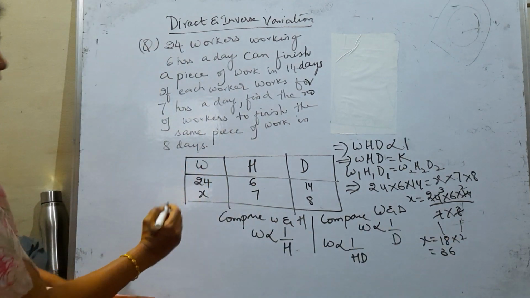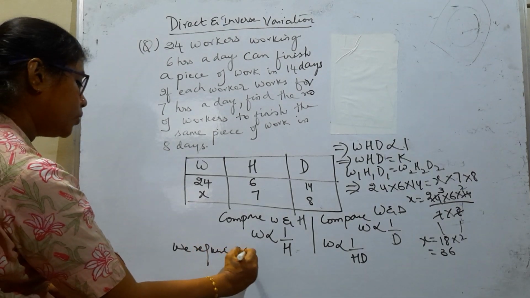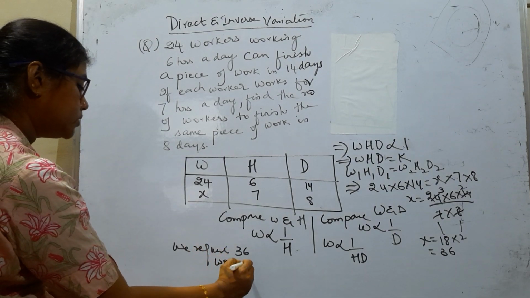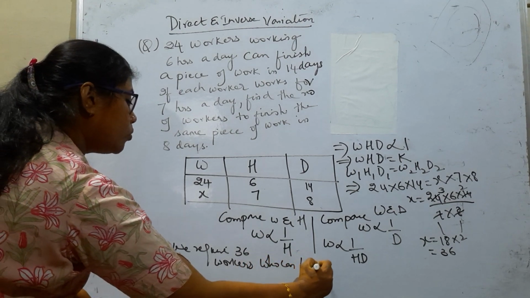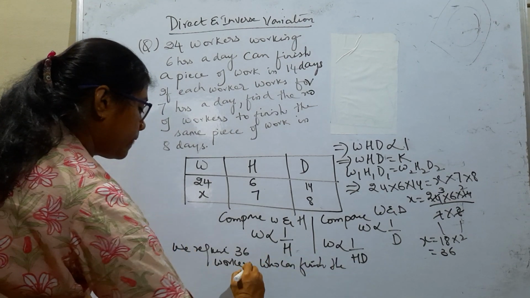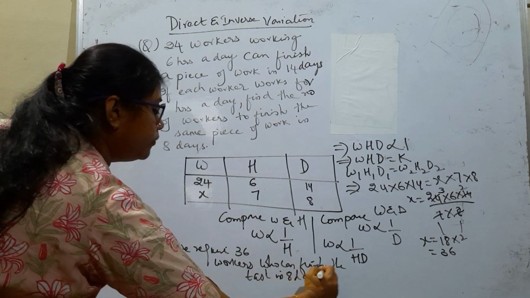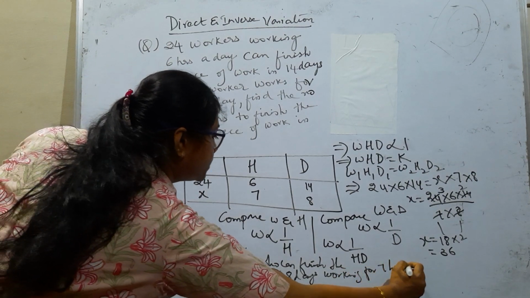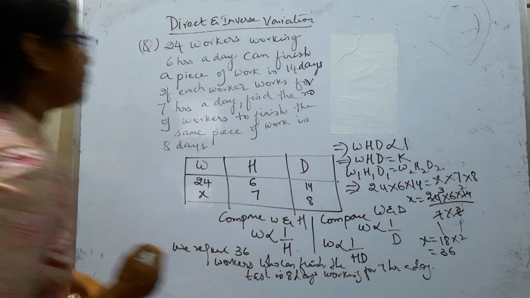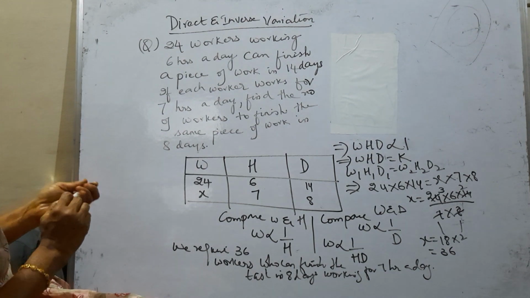So we require 36 workers who can finish the task in 8 days, working for 7 hours a day. This is the question from direct and inverse variation, which is dependent on compound proportion.